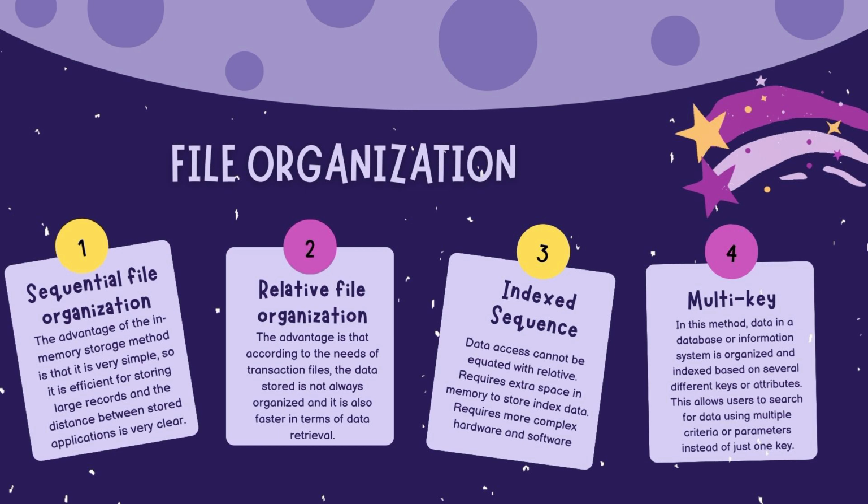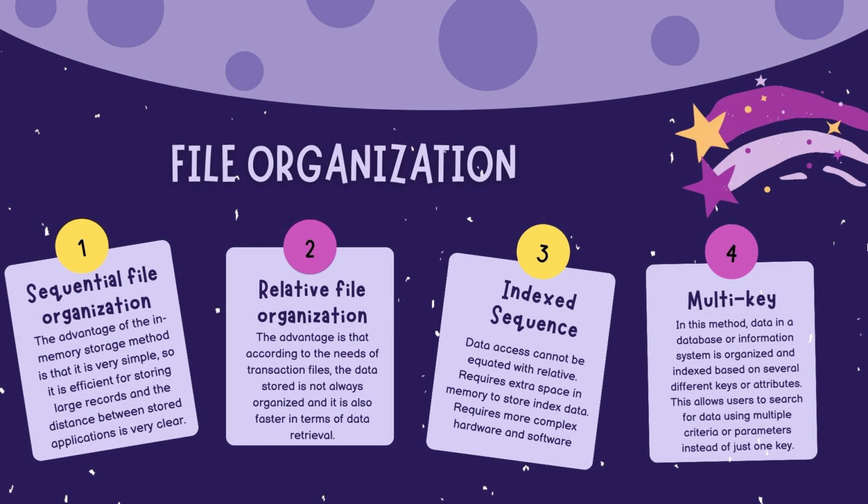Number two, method relative file organization. In this method, the advantage is that, according to the needs of precision files, the data stored is not always organized, and it's also faster in data retrieval. Number three, index sequence. Data access cannot be acquired with relative, requires space memory to store index data, and requires more complex hardware and software.